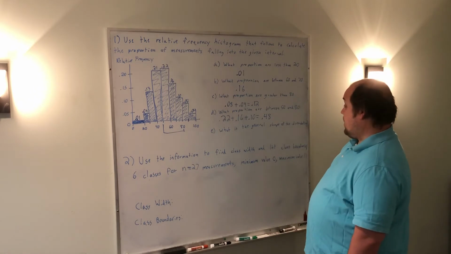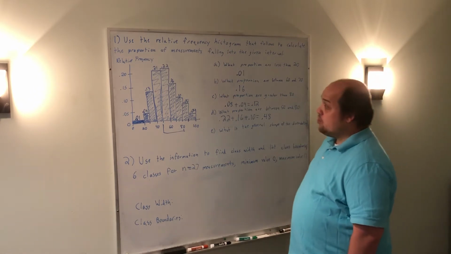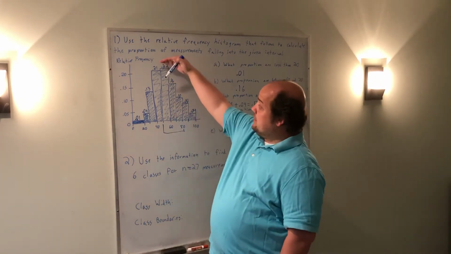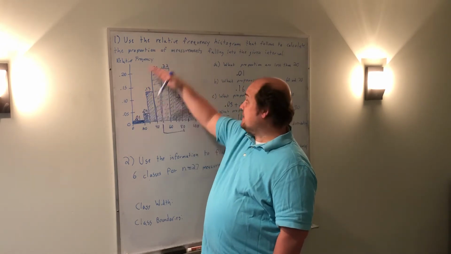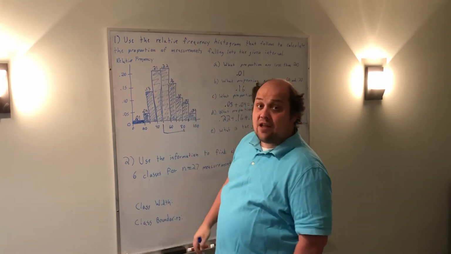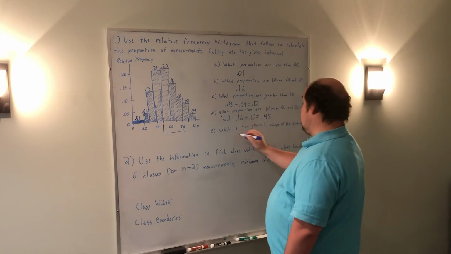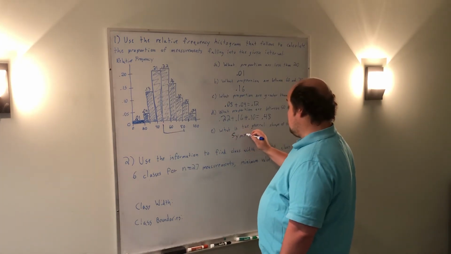Question E asks me, what's the general shape of this distribution? In general, it's got a highest point in the middle. As I go down either side, it gets lower. This, in general, is a symmetric distribution.